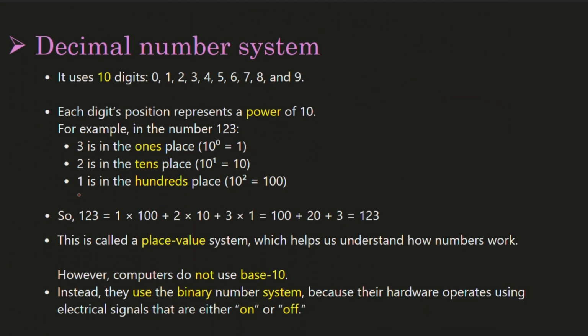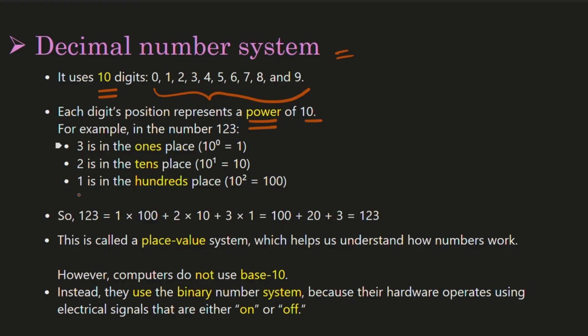Let's begin with the decimal number system, which we use in everyday life. It's called base 10 because it uses 10 digits: 0, 1, 2, 3, 4, 5, 6, 7, 8, and 9. Each position in a decimal number represents a power of 10.